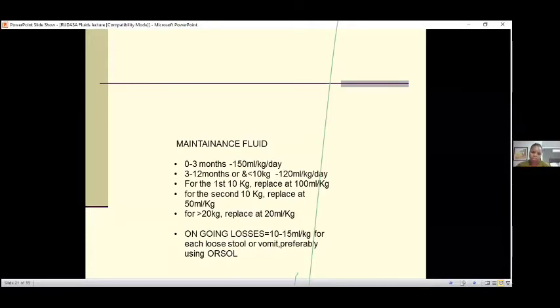Then another thing is the issue of maintenance fluids. I've just gone through the EML to see the standard guide: 0 to 3 months, they should be given 150 ml per kg per day; 3 to 12 months, or less than 10 kg, would be 120 ml per kg per day. Then for those who are more than 10 kg, you use the first 10 kg and replace at 100 ml per kg. The second 10 kg, you replace at 50 ml per kg. Then the rest will be at 20 ml per kg. And then we must be mindful of the ongoing losses, for which you can give 10 to 50 ml per kg for each loose stool or after vomiting, preferably the oral rehydration solution.